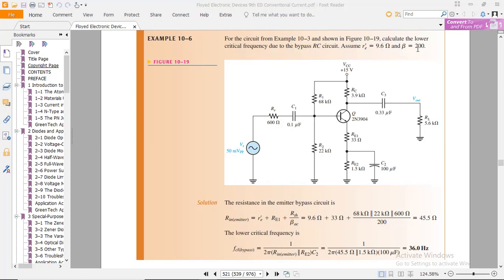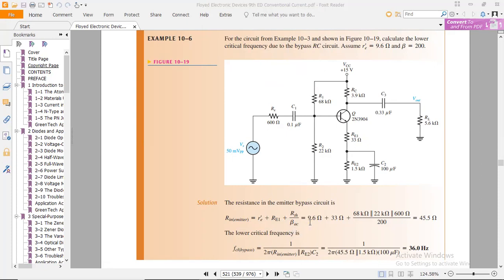Now we have the beta, the gain of the transistor, which is 200. This is the amplifier circuit, and we place all the values given from the circuit and from the data mentioned in the question. So the formula is R_in(emitter) equals RE dash plus RE1 plus Rth, the Thevenin resistance, divided by beta AC. I mistakenly said beta DC, but it is beta AC because we are using AC analysis, so we use all the AC parameters.